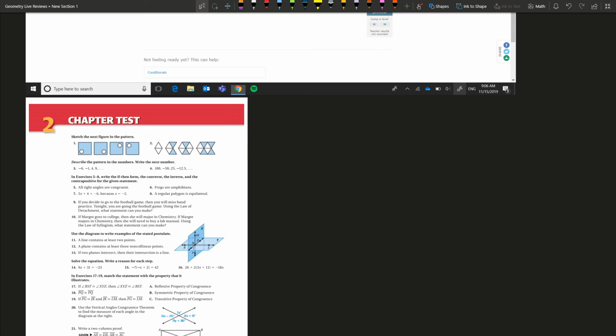All right, a couple things in number 10. So remember that a syllogism is if A then B, and if B then C. That means that if A, then C. So if Margot goes to college, then she will major in chemistry. If Margot majors in chemistry, then she will need to buy a lab manual.